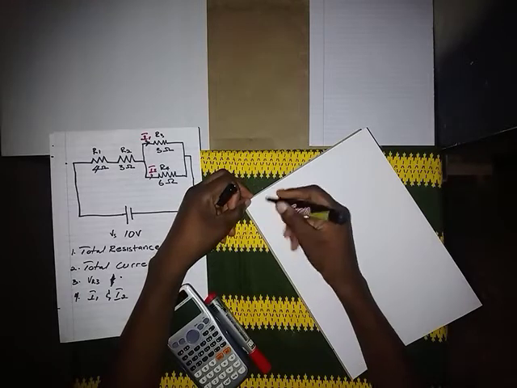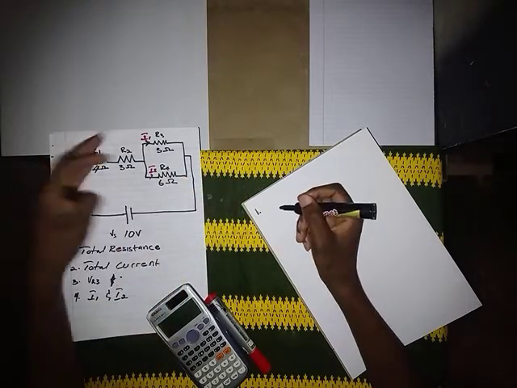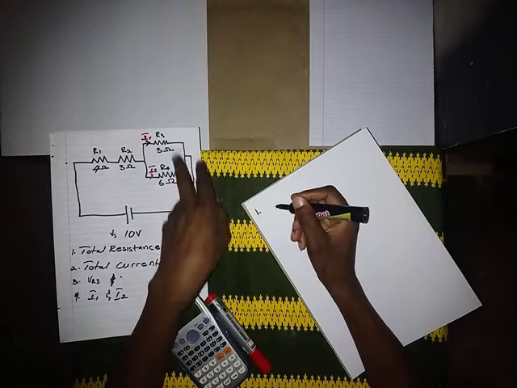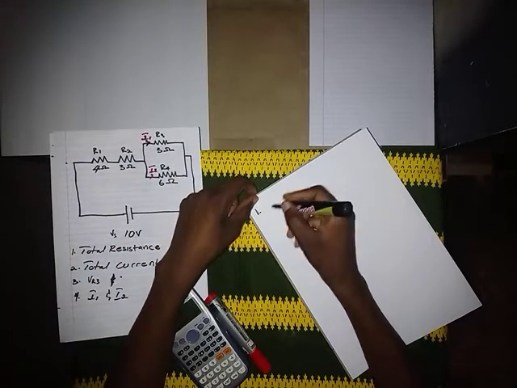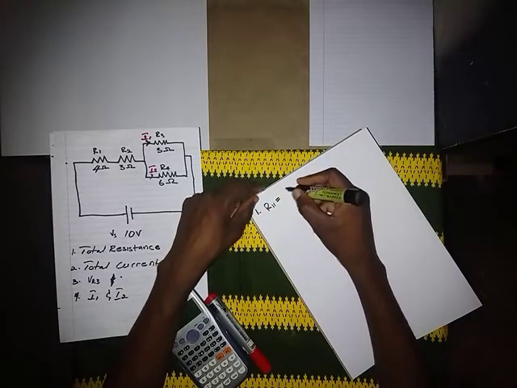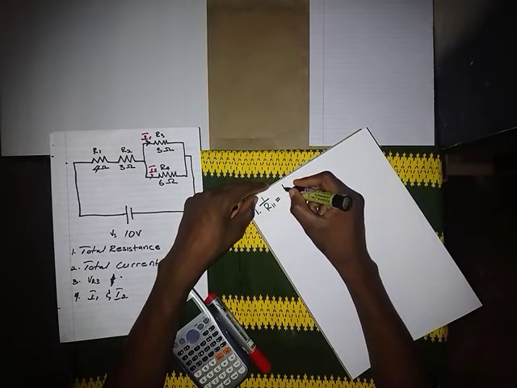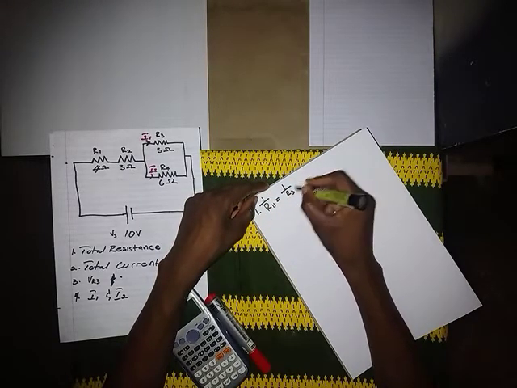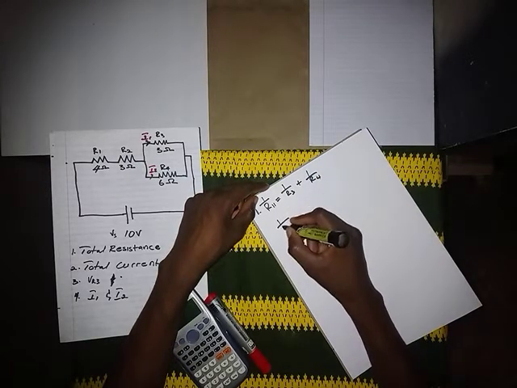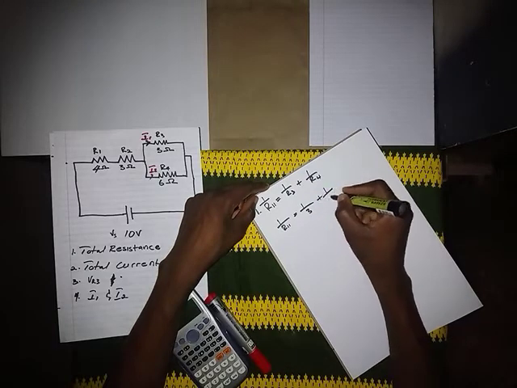So what we need to do, number one, is calculate the total resistance. So if we want to calculate the total resistance, let's start with the parallel. R parallel is going to be 1 over R3 plus 1 over R4. 1 over R parallel is going to be 1 over 3 plus 1 over 6.